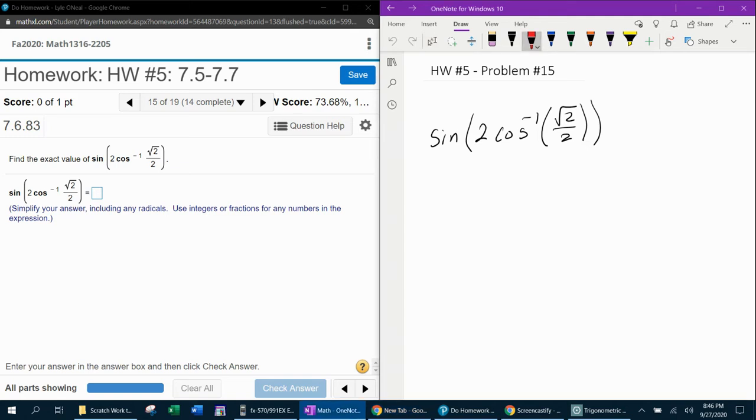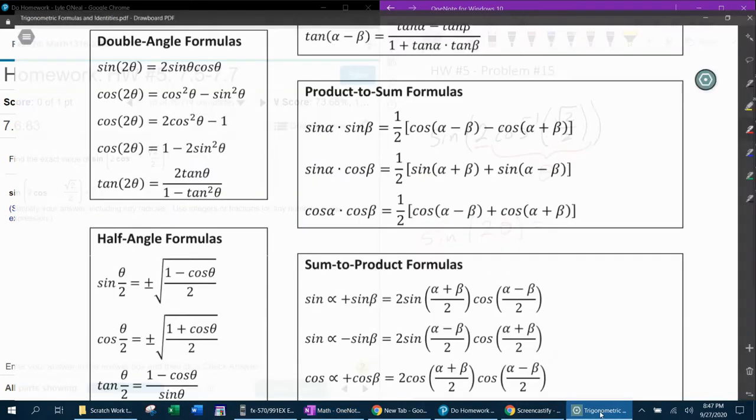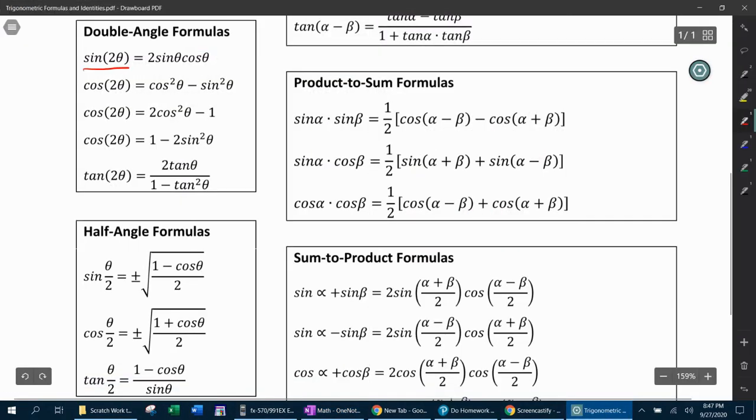And again, the first thing I notice here on the inside of the parentheses, I do have an inverse trig function. Remember that an inverse trig function produces an angle. So if we simplify this a little bit, with this coefficient of 2 here, that would simplify to sine of 2 theta. And that makes us think, well, we're going to need to use a double angle formula. So if we go to our formulas, sine of 2 theta is 2 sine theta cosine theta.